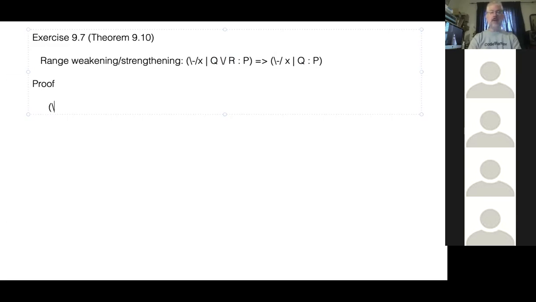I'm going to start with the left-hand side because it's got more stuff in it. It has the R. If I started with the right-hand side, I'd have to invent the R somewhere, and that doesn't seem like it's going to be a very fun thing to do. So we're going to start with the left-hand side. And now, at this point, I'm going to use range split for idempotent. So if you remember, there were these three range split rules in chapter 8 that all have an or in the range.